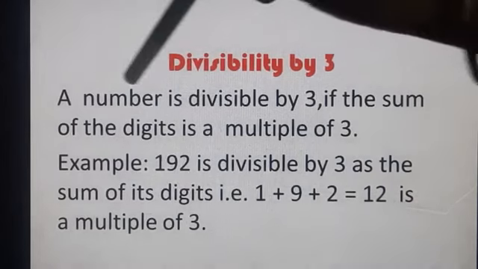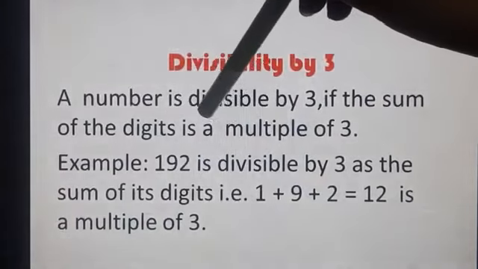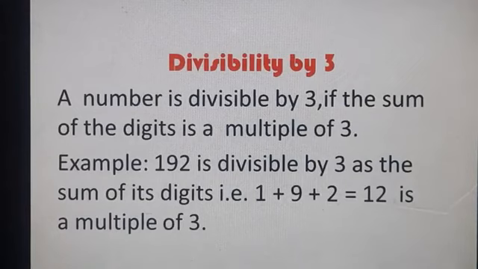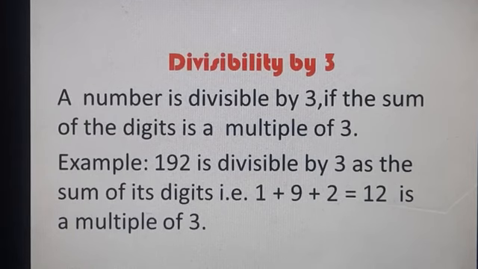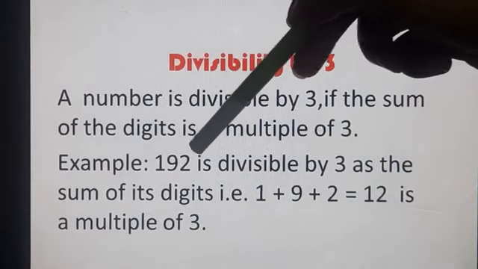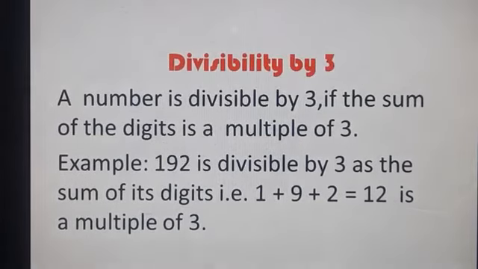Divisibility by 3. A number is divisible by 3 if the sum of its digits is a multiple of 3. Means if we want to check the divisibility of any number by 3, then we will add all the digits. And if the sum of the digits is divisible by 3, then the number will be divisible by 3. For example, 192. To check if it is divisible by 3, we add all the digits. 1 plus 9, 10. 10 plus 2, 12. 12 is a multiple of 3. 12 is divisible by 3, no? So the number 192 is divisible by 3.